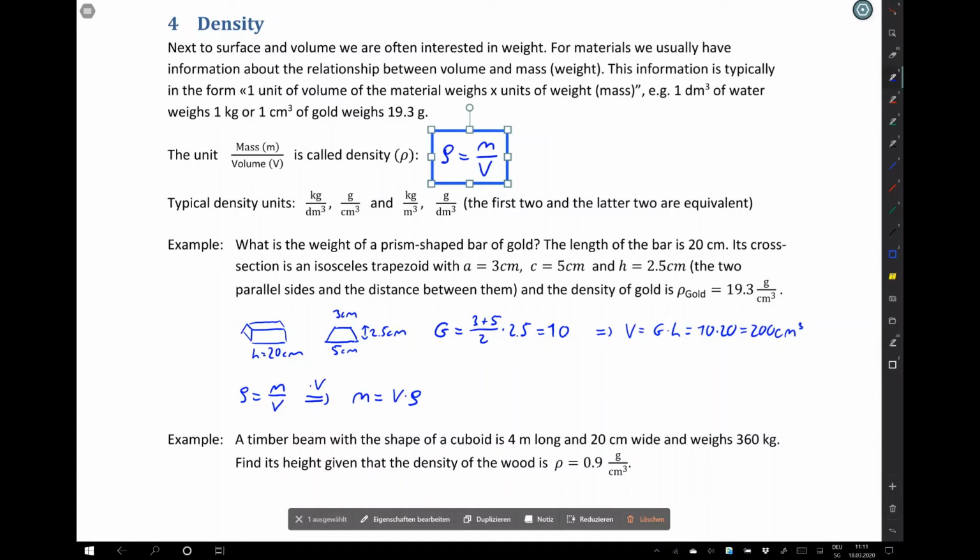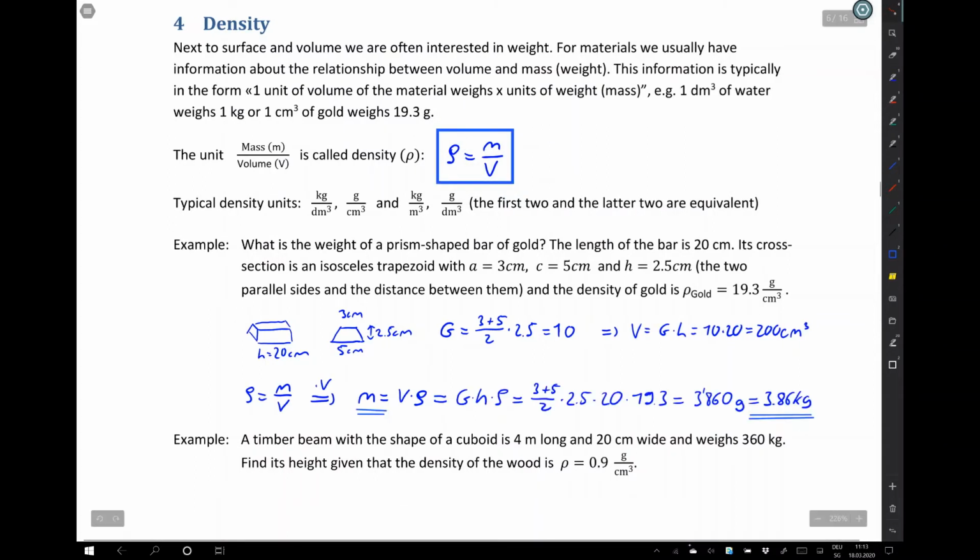I note that I forgot to mention that this Greek letter here is called rho. And by inserting the values for v and rho, we find the final result 3,860 grams or 3.86 kilograms. I just rewrote it here with all the original information provided.